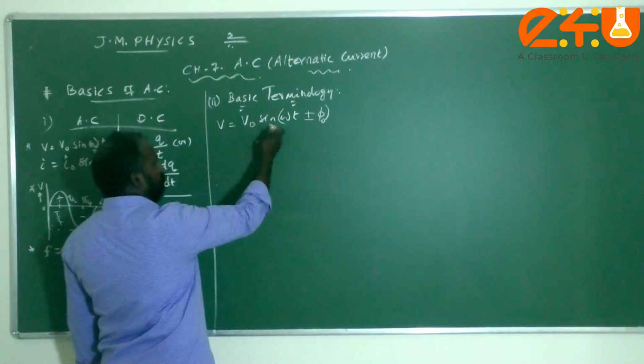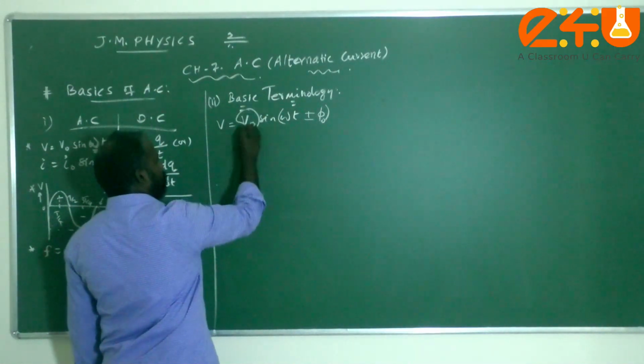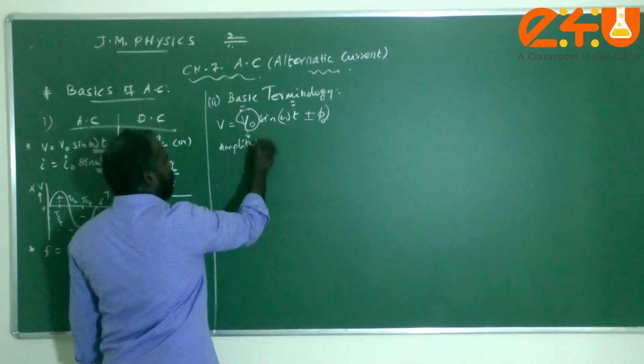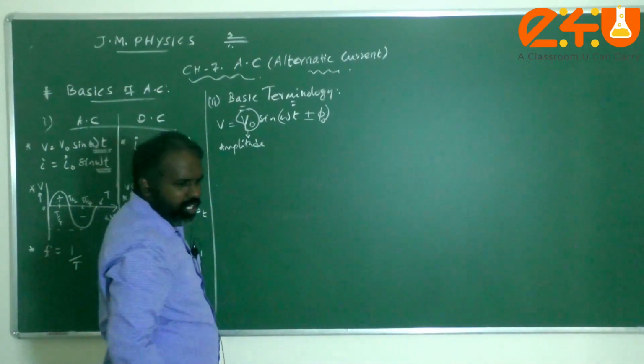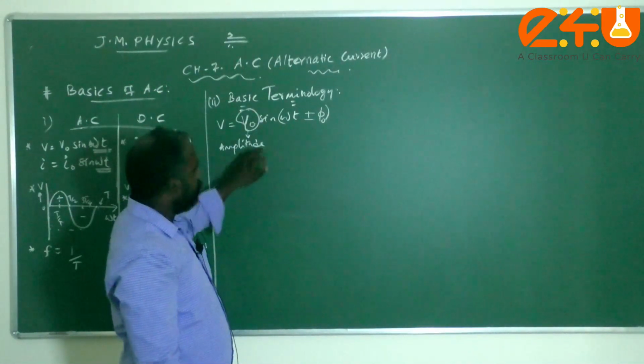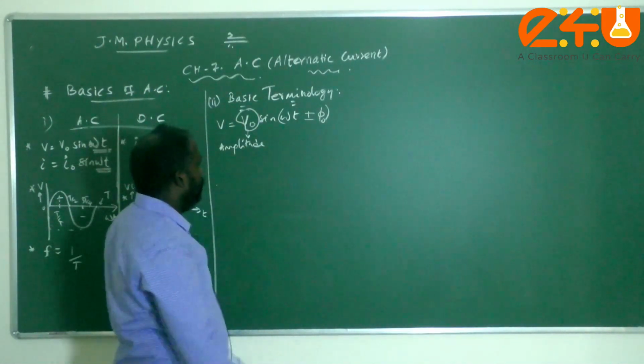And before the trigonometric function, what is there? That is called amplitude. That is called what, children? Amplitude. That is the maximum value of the quantity. This is the maximum voltage, or amplitude of the voltage.